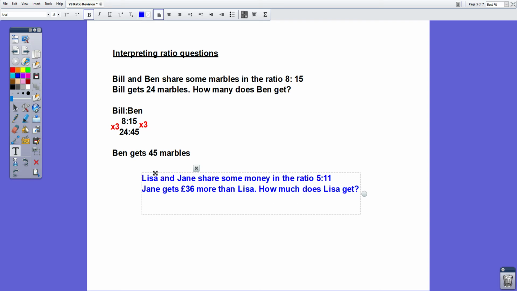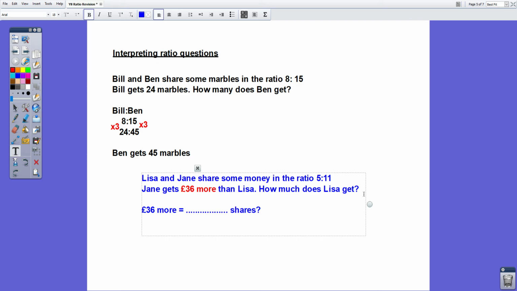Okay, now this is an interesting question because this time we are not told how much Jane gets. We're not told how much Lisa gets. We are not told how much they are sharing to begin with. All that we are told is that Jane gets £36 more than Lisa. £36 more.